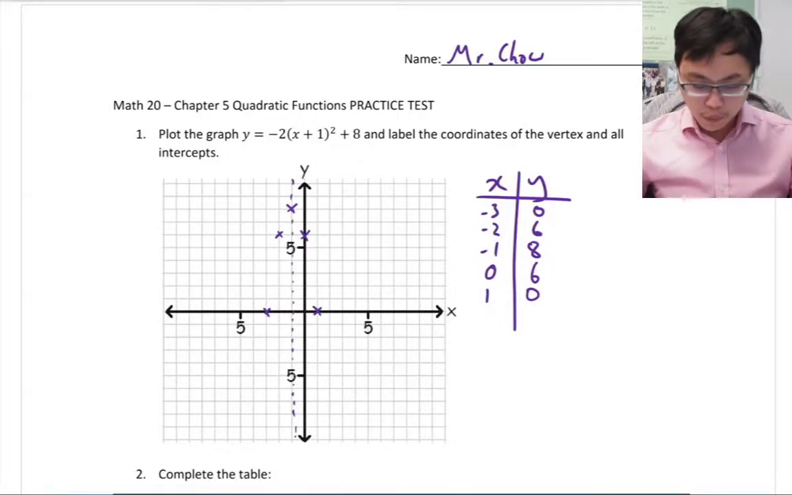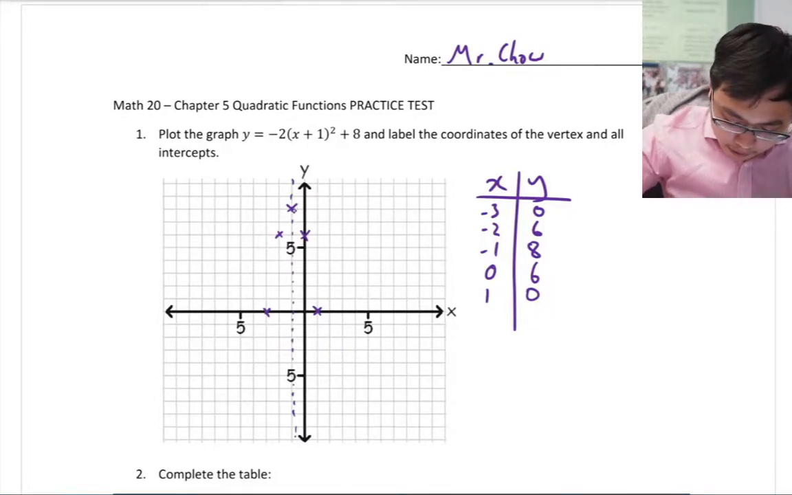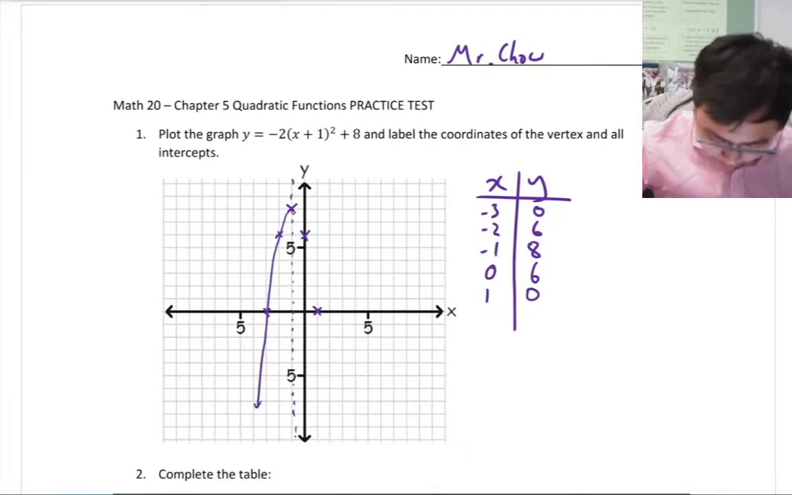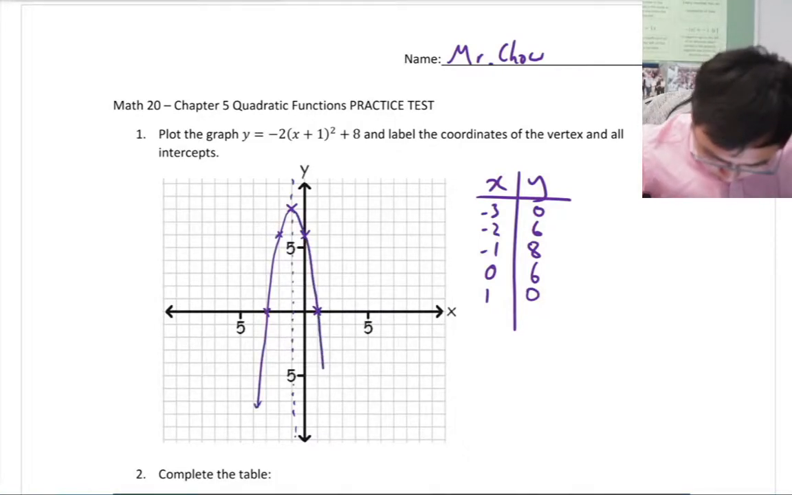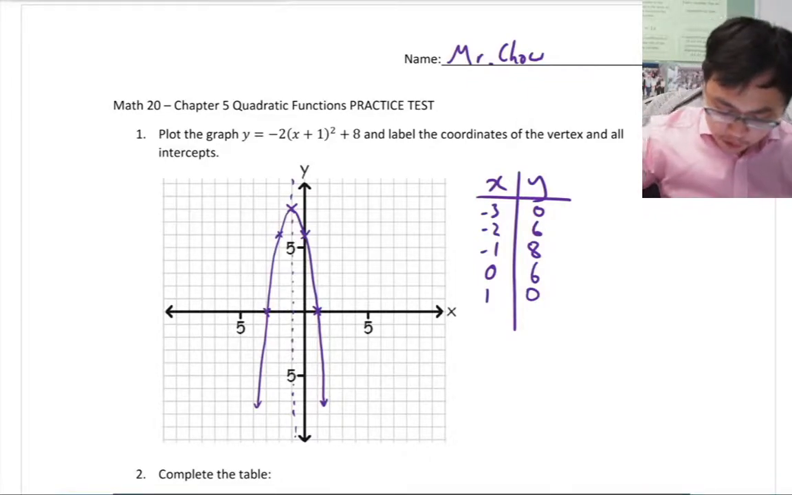And so these are the points, and just from having a look at these points, we can see that it's going to go down like that, and you just do that, something like that. So that's good enough, and just label each of the points.